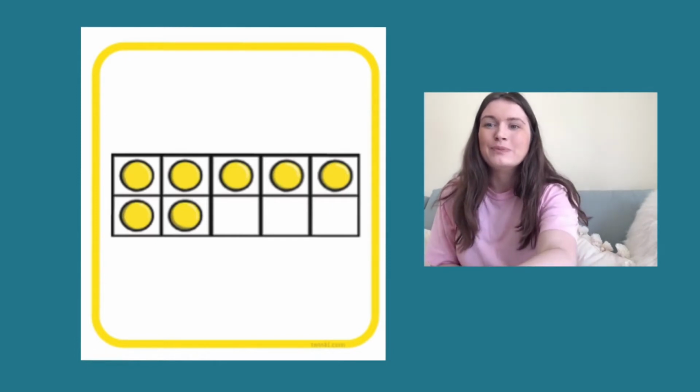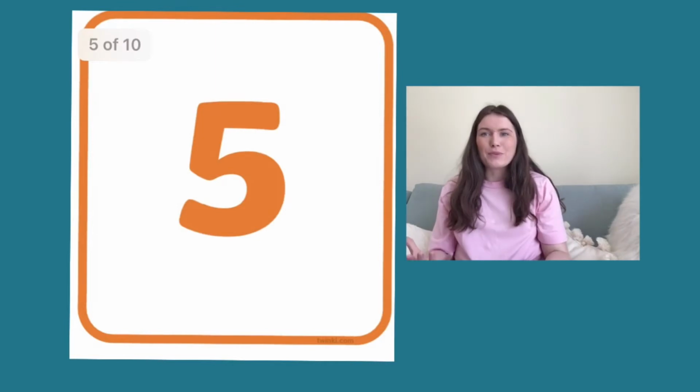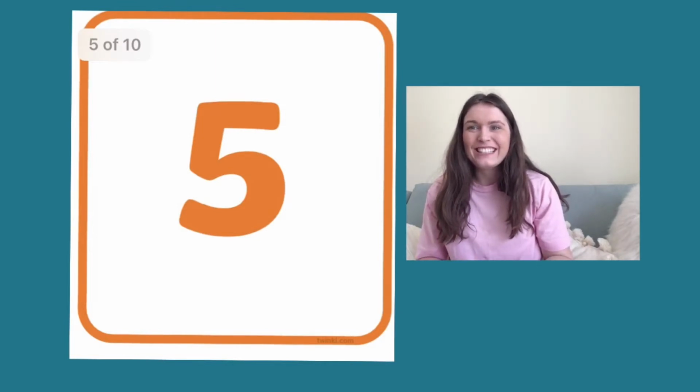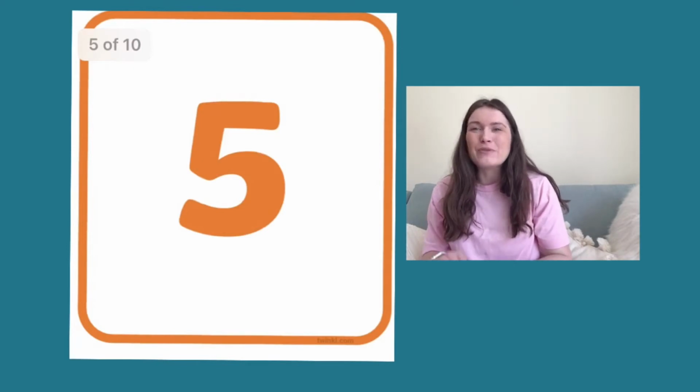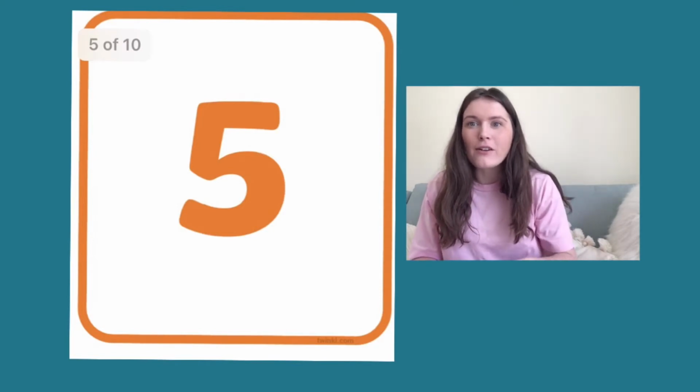Here's the next one. Here we go. Now, everybody should be able to tell me this one. What can you see? That's right. It's the number 5. Here we have the numeral 5. Well done. Here's the next one.